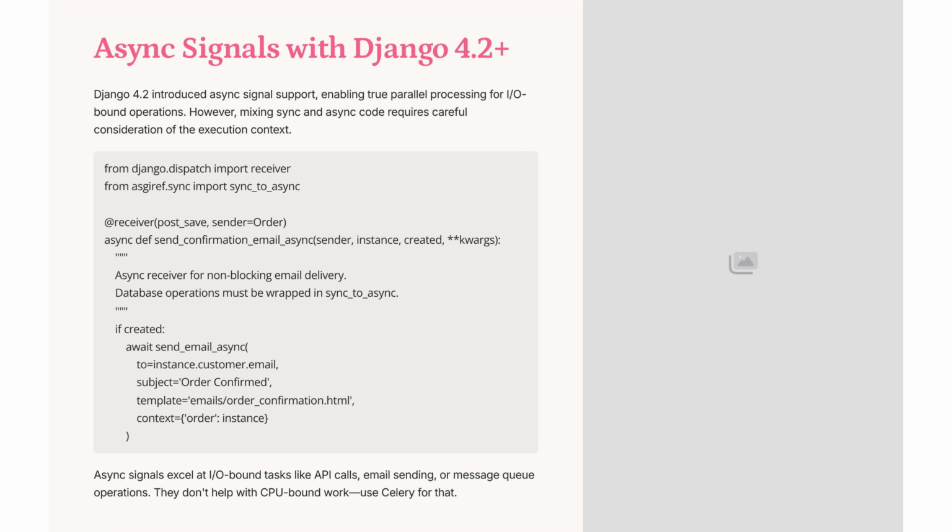Django 4.2's async signal support allows parallel processing for I/O-bound tasks like sending emails or making API calls. Use async signals for non-blocking operations, wrapping database actions in sync_to_async. For CPU-bound tasks, prefer Celery. Mixing sync and async requires careful context management to ensure seamless execution.